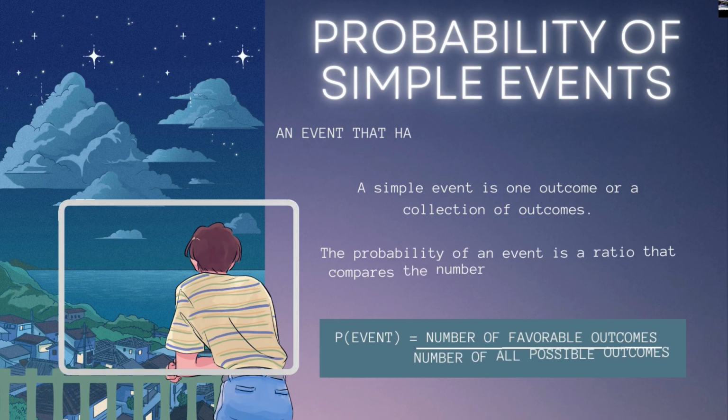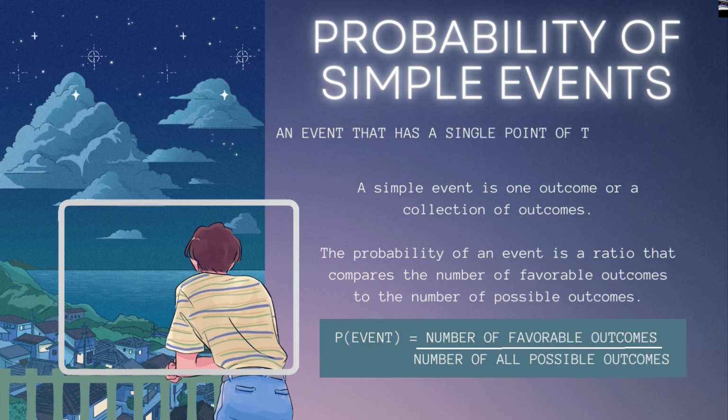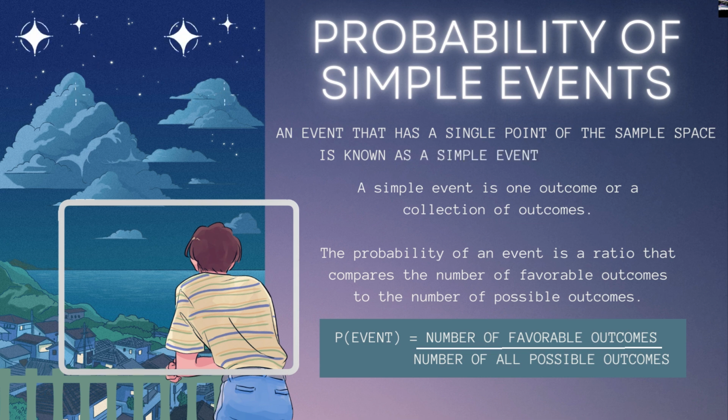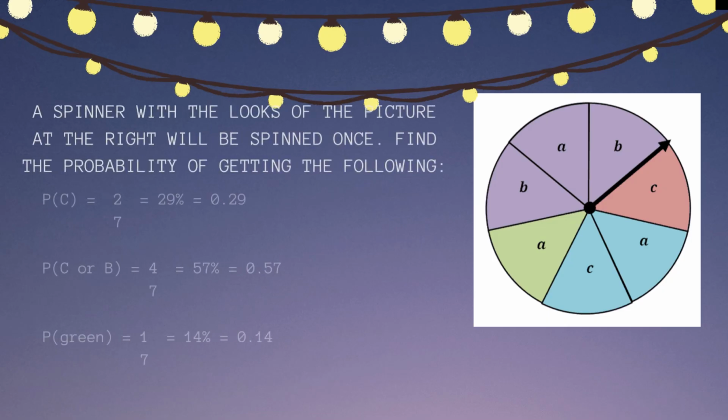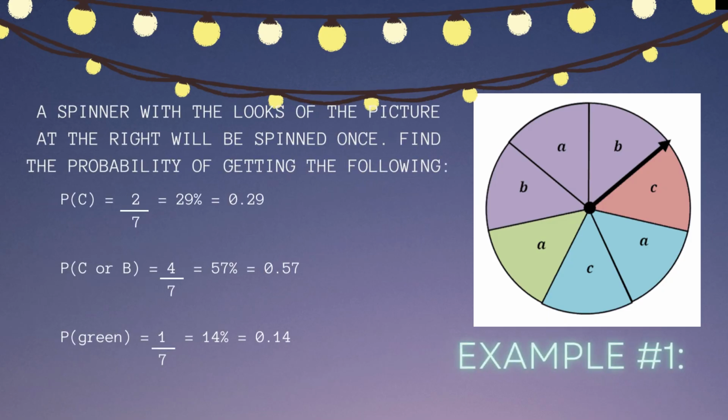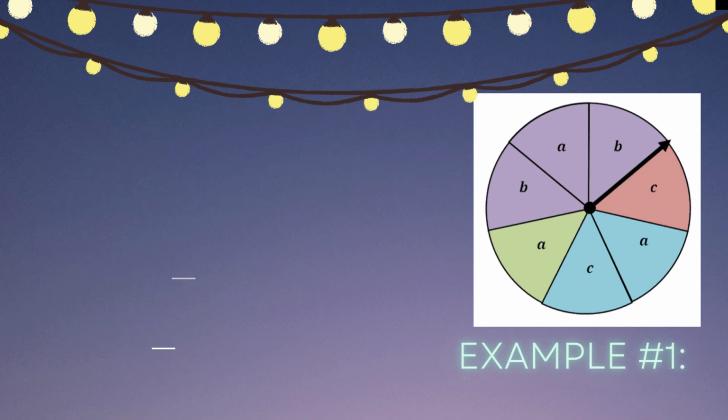Probability of simple events. An event that has a single point of the sample space is known as a simple event in probability. A simple event is one outcome or a collection of outcomes. The probability of an event is a ratio that compares the number of favorable outcomes to the number of possible outcomes. Example number 1. A spinner with the looks of the picture at the right will be spun once. Find the probability of getting the following.